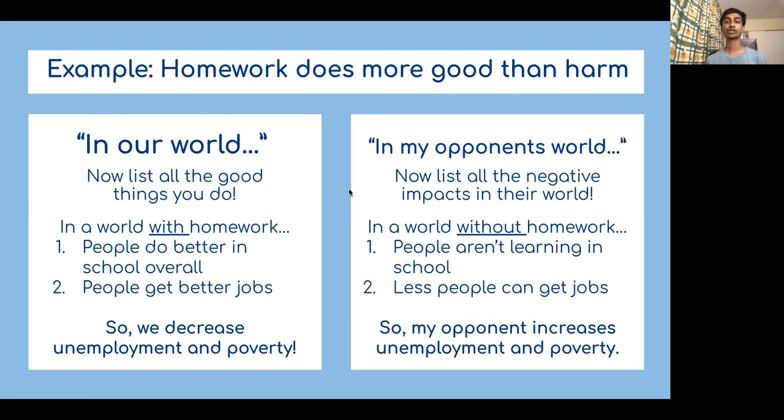Here's an example for the topic, homework does more good than harm. What a proposition speaker would say is, in our world, in a world with homework, people do better in school overall and people would get better jobs. So we decrease unemployment and poverty, ultimately meaning people live better lives. However, in our opponent's world, which is a world without homework, people aren't learning in schools and fewer people can get jobs. So our opponents are increasing unemployment and poverty, meaning people live a worse life.